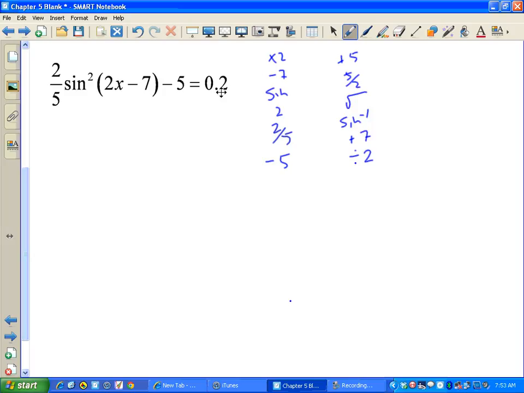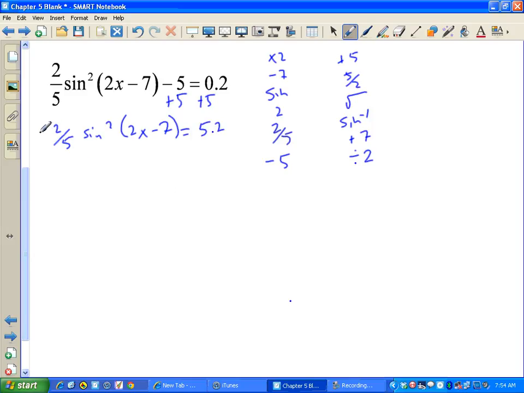If you get confused on which thing you have to do first, just write these steps out. Here's x. If I knew what it was, I would times by 2 minus 7, take the sine, square it, times by this, minus this. Write those down and go in the opposite order, opposite operations. Because now I know exactly what I need to do. I need to move the 5 over first. So I have 2/5 sine squared of 2x minus 7 equals 5.2.